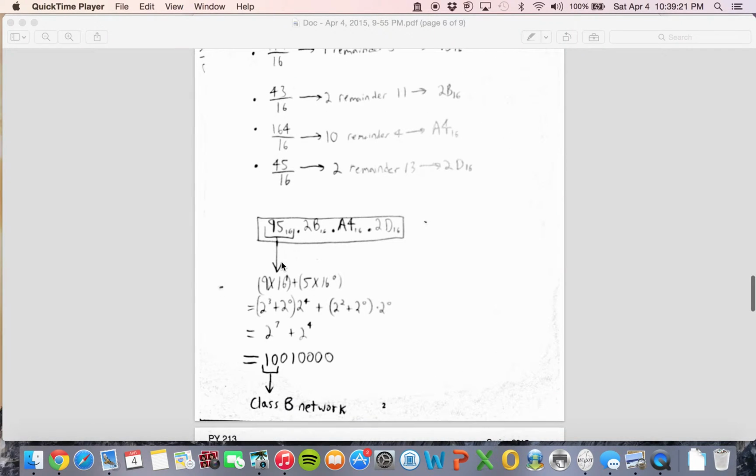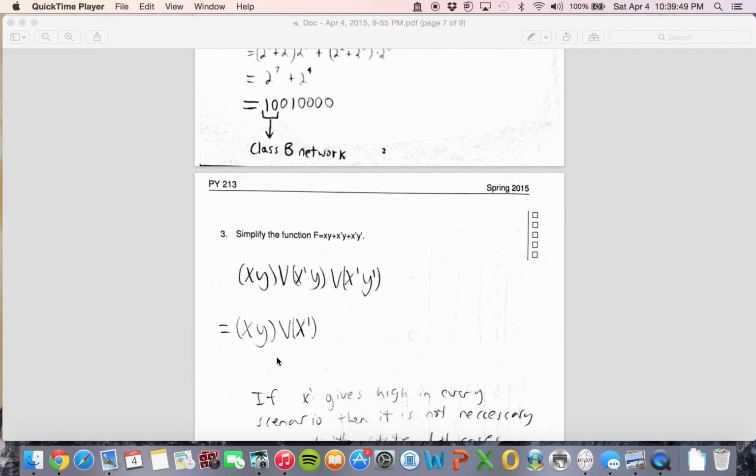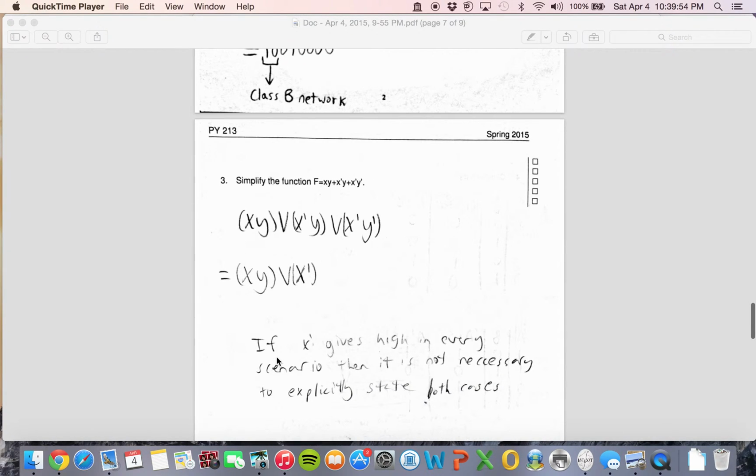When I break this down into binary, I first convert the hexadecimal into decimal, just standard base 10, and I take this into binary and split each number into binary so that I could see which numbers are 1s and which numbers are 0s, and here you get 2 to the 7th plus 2 to the 4th plus 2 to the 0, and all that matters is these first two numbers being 1 and 0, which shows this is a class B network.